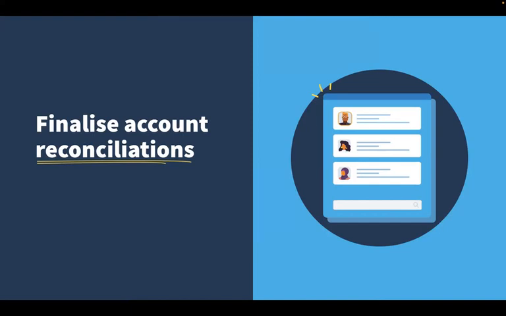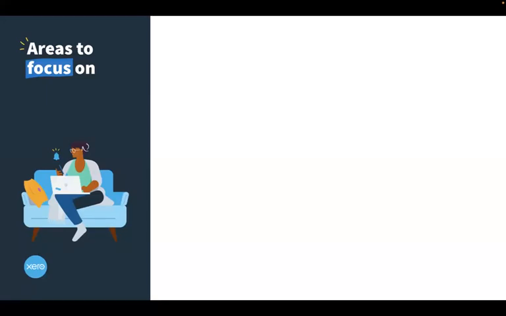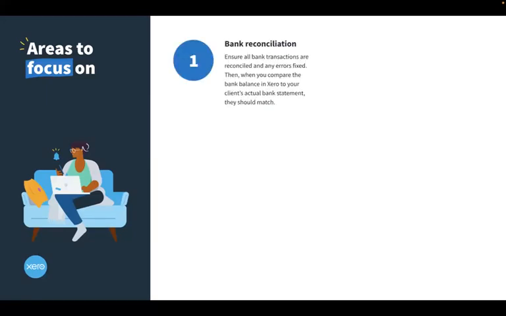So to do this, we do need to reconcile the balance sheet by confirming that entries are in fact correct and matching. So there's 3 areas that we will focus on as part of this. The first one is bank reconciliation. So you'll want to ensure that all bank transactions are reconciled and any errors are fixed. And then when you compare the bank balance in Xero to your client's actual bank statement, they should match.